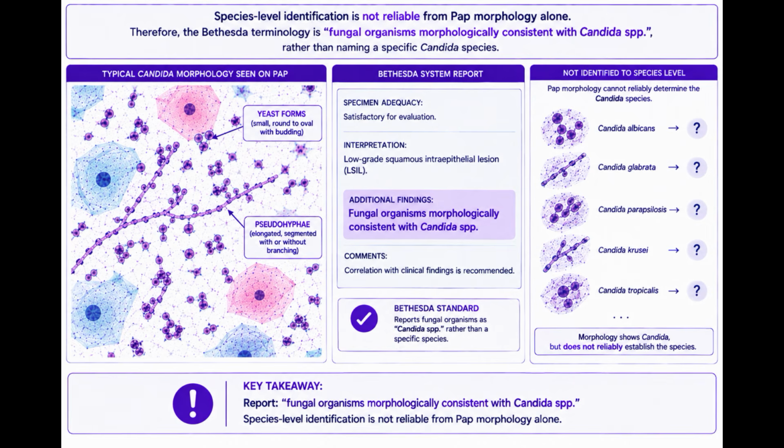Species-level identification is not reliable from Pap morphology alone. Therefore, the Bethesda terminology is fungal organisms morphologically consistent with Candida sp, rather than naming a specific Candida species.